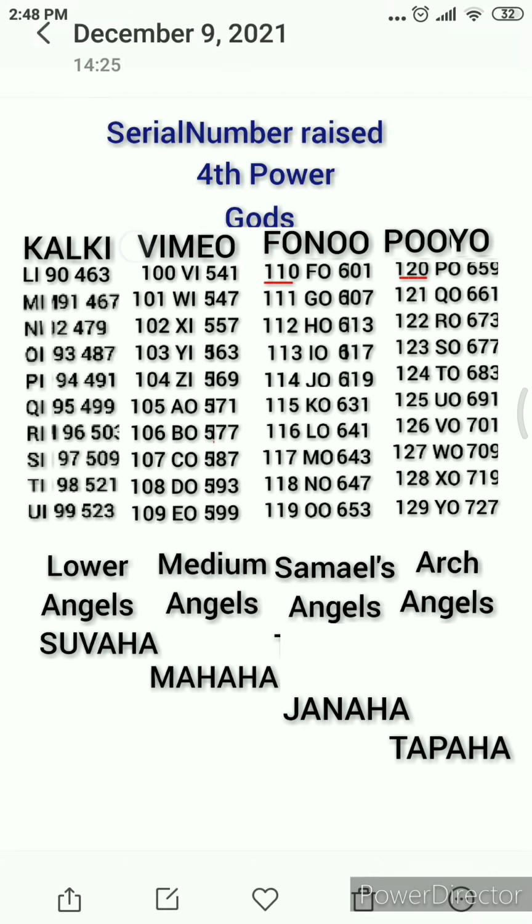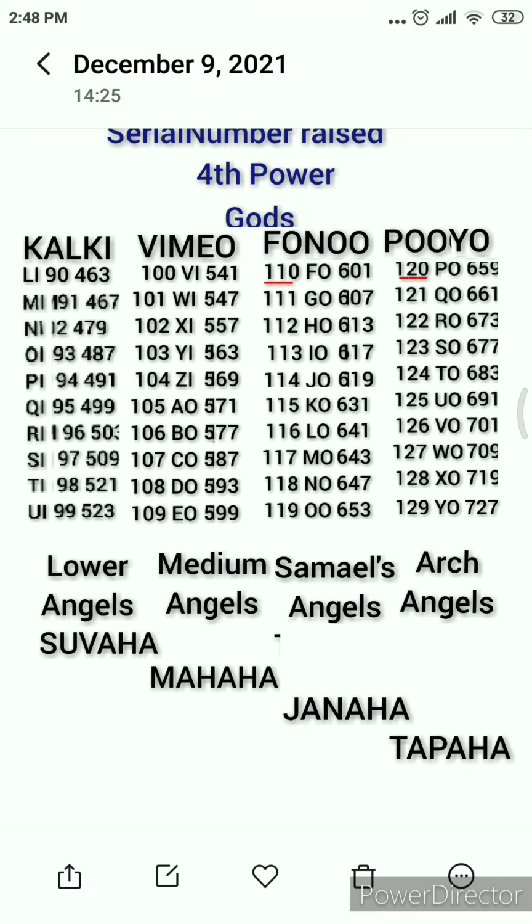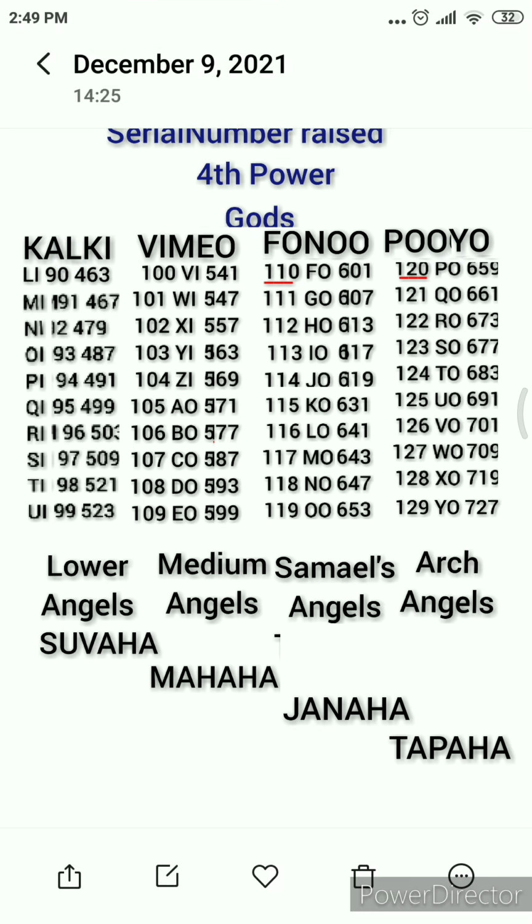So why I included M is basically M represents the loka, in the sense L is the 12th loka, Kalki belongs to 12th. The next loka is of course M, L, M, N, O. So the middle letters are the lokas, and this is his range. From VI to EO, this guy rules. So I named him Vimeo.